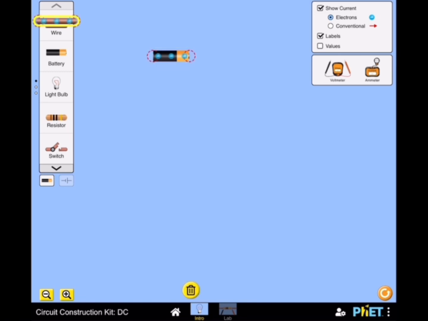Next, I will be adding a wire to connect it to the circuit. In real life, the wire will provide some resistance, but in this case, it's not the main resistance. The main resistance will come from the resistor. Resistance is the opposition to the flow of current.